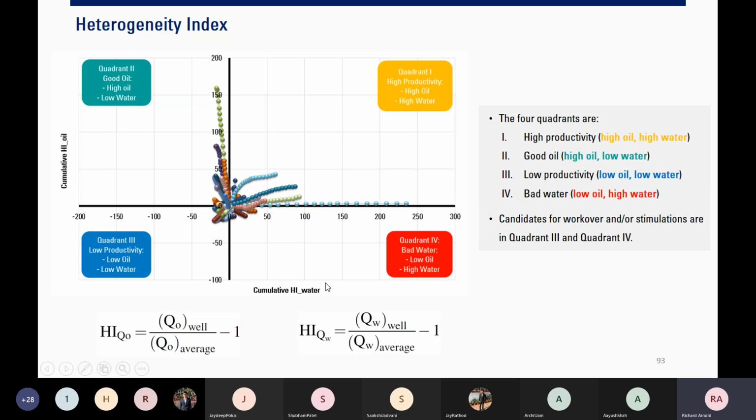But quadrant 3 and quadrant 4 are quite problematic. Quadrant 3 gives you low productivity wells, low oil and low water, which means that wells within this quadrant need stimulation. And lastly, bad water. The quadrant 4, low oil but high water. In this case, maybe you need to do water shut off, or maybe you can just shut in those wells, right? Because these are the wells with poorest performance.